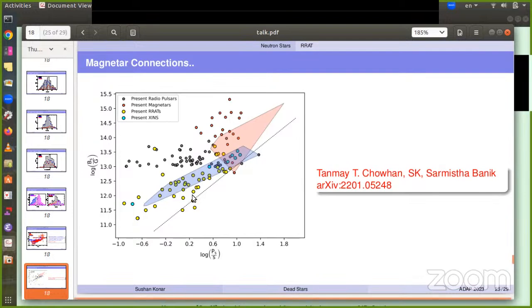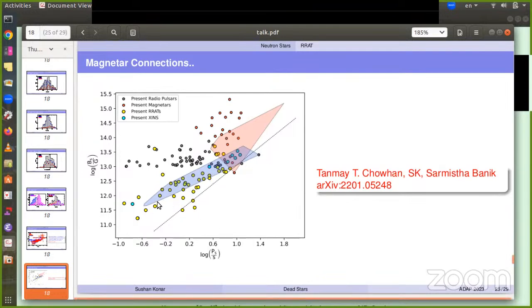Now they do not touch the death line really, this is the death line. They do not touch the death line because to evolve all these objects up to that point would have taken a very long time. And Tanmay didn't have that much time, so we cut it off.